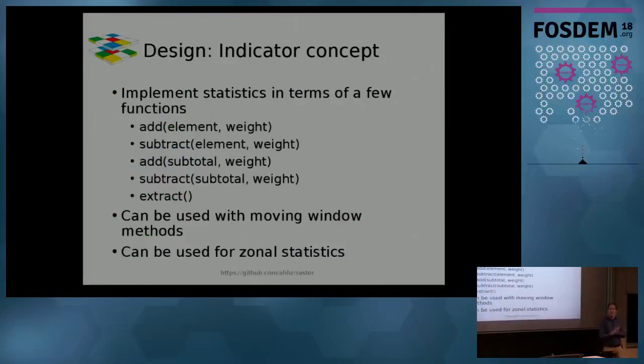And if you separate the logic of the window moving over the raster and the statistic being calculated, then you reach this ideal of being customizable. Yeah? So if I express all my statistics in forms of adding elements and subtracting elements, or adding groups of elements and subtracting groups of elements, then I can implement any statistic that I'm interested in this moving window framework.